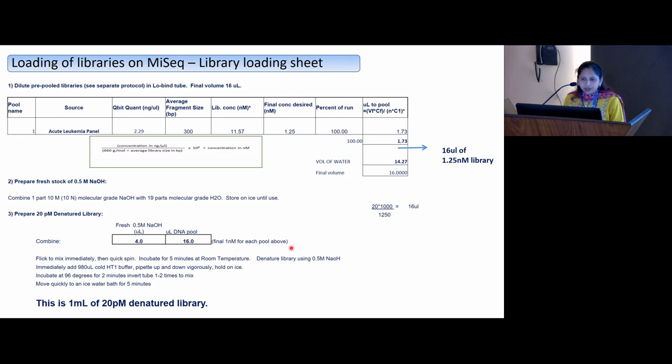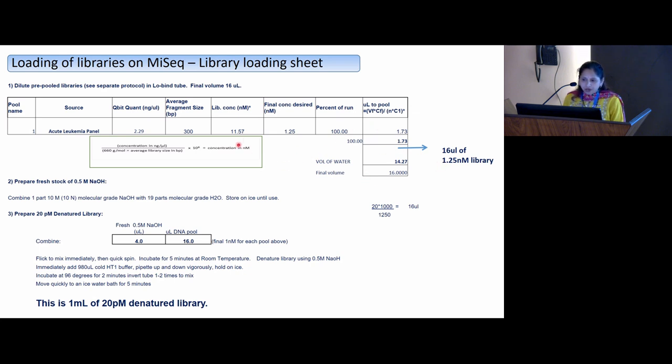So this is a typical example of the library loading sheet, wherein you can see this is the panel name, that is the source of the library. This is the nanogram per microliter Qubit count of the library, and this is the average fragment size, which is determined using TapeStation. So after calculation using this formula, you will get 2.29 nanogram per microliter Qubit count converted to 11.57 nanomolar. For the MiSeq, it is recommended to convert your libraries to 1.25 nanomolar.